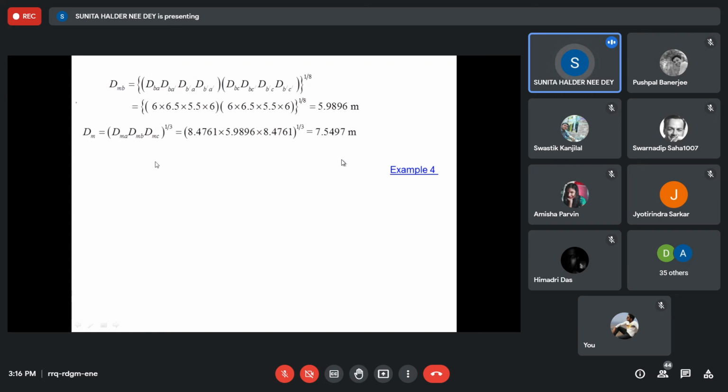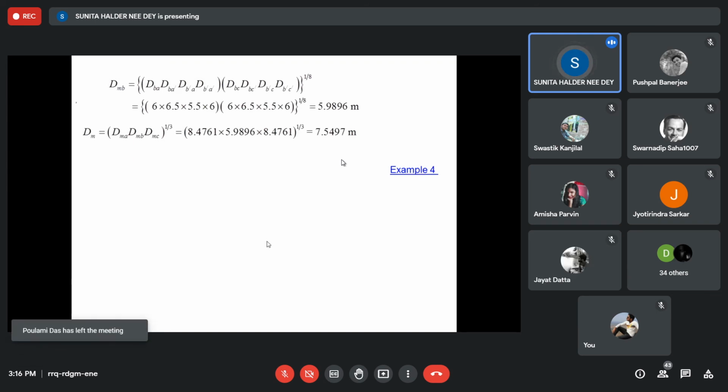Otherwise, what would happen? You have to write all these 8 distances along all the 24 distances here, and you have to make 1 by 24. So 1 by 24 is equal to 1/3 into 1 by 8. Understood that? Have you understood? Yes, ma'am.